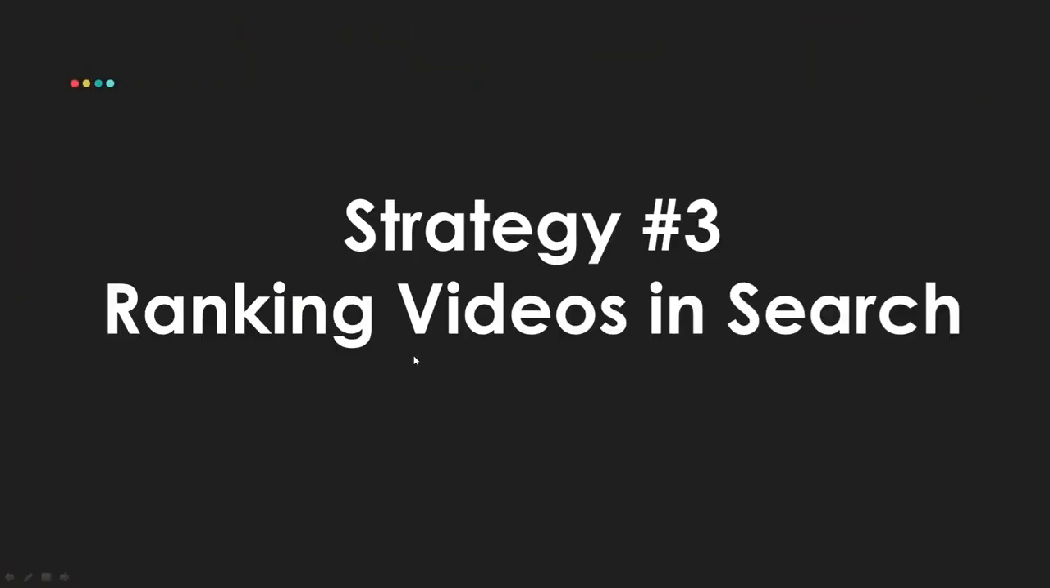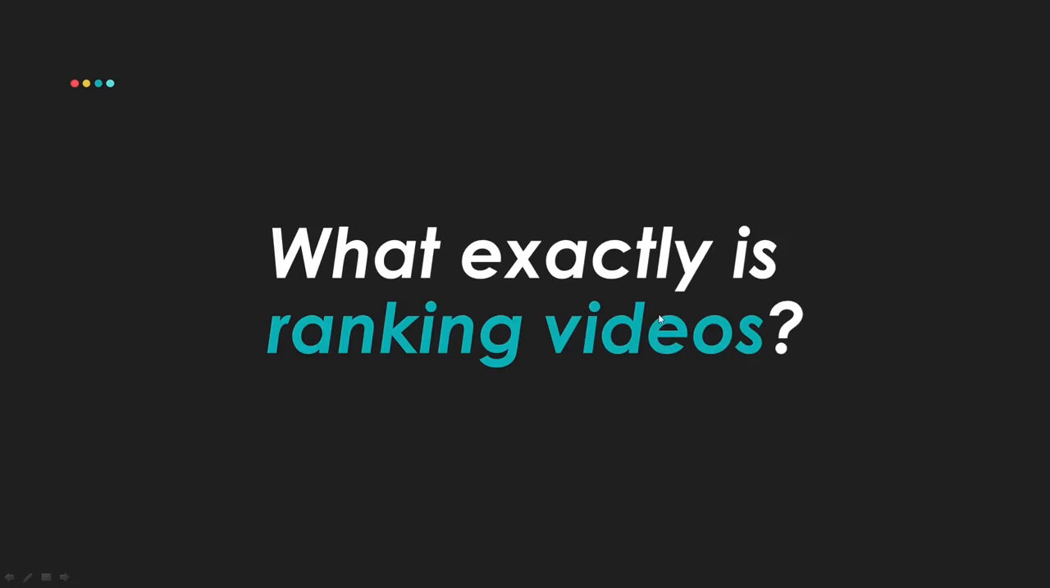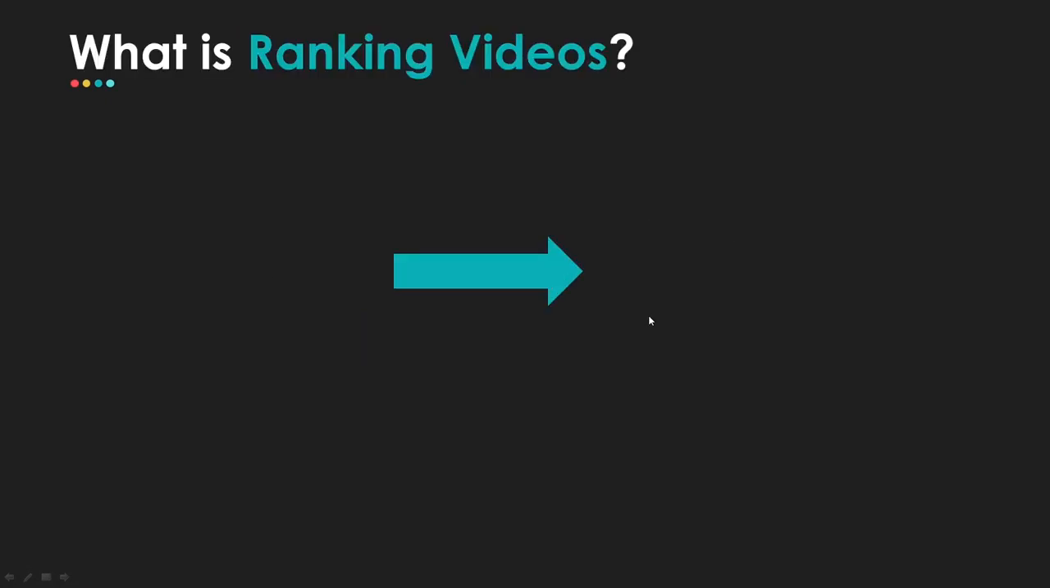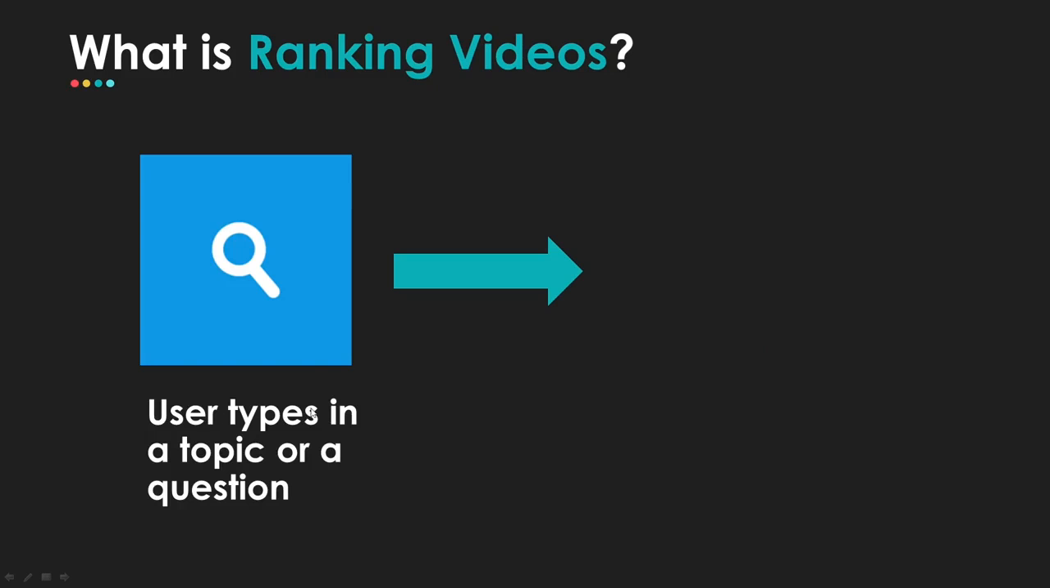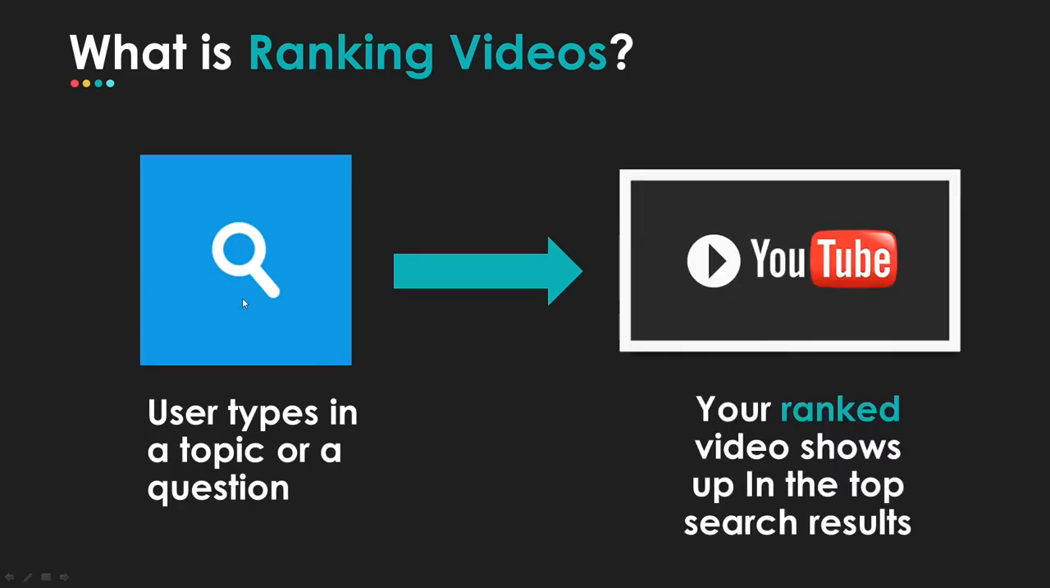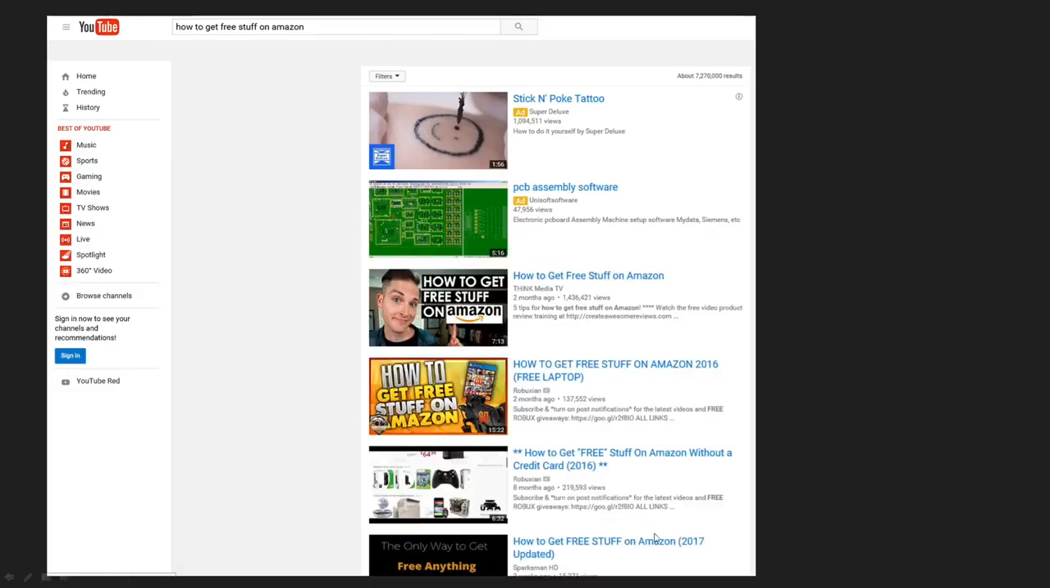And so strategy number 3 is ranking videos in search. So what exactly is ranking videos? Well, let's talk about it. Somebody types a topic or a question in search, and then your ranked video shows up in the top search results. That's the simple what it is.